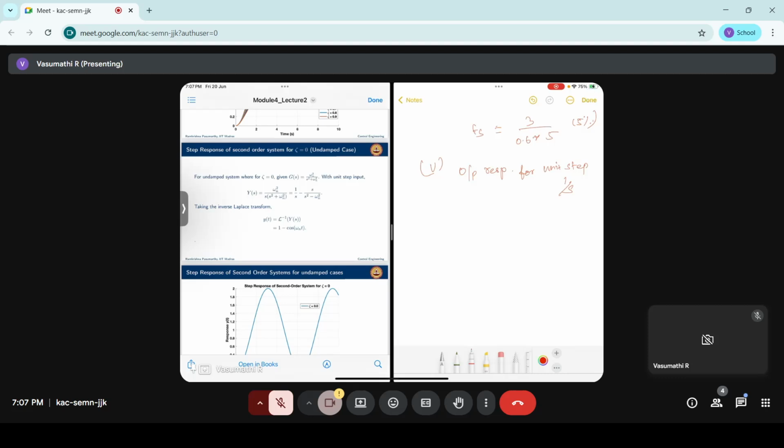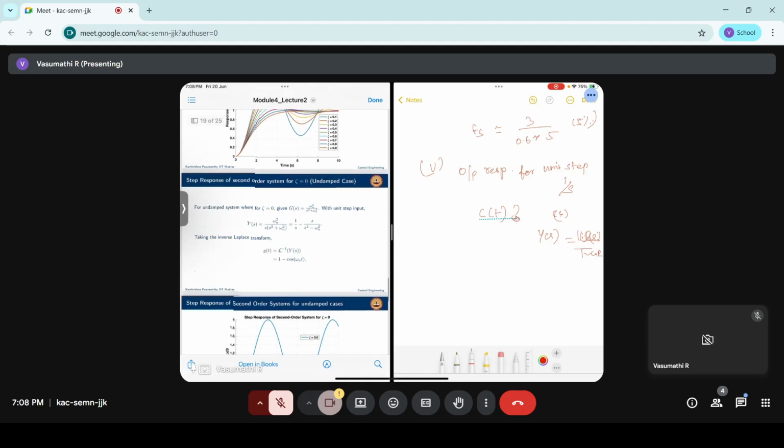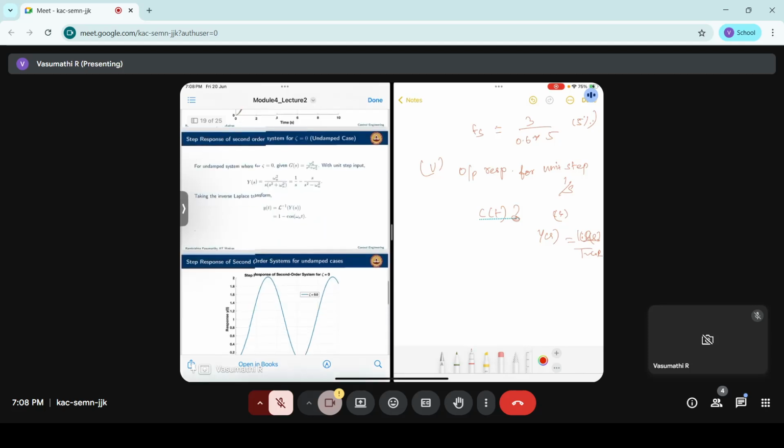They say unit ramp input, unit step. But actually, the question is not clear. The question should say what is the output response in terms of time domain, C of t, if it is asked. If it is in terms of C of s, or Y of s, you can straight away use that equation, R of s divided by 1 plus G of s into H of s, that you can use. But here it's a little complicated. It was solved in terms of C of t. So I think you should know this answer also.